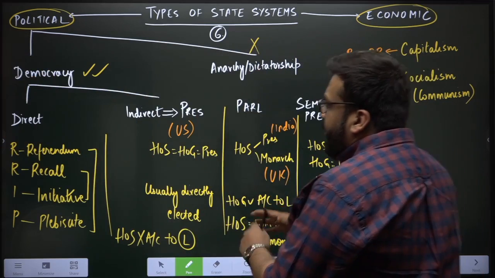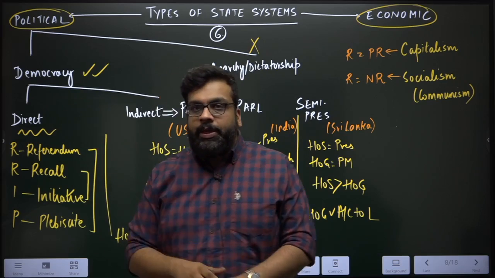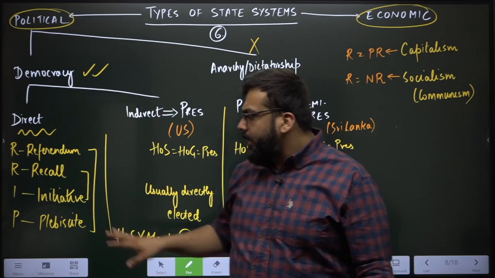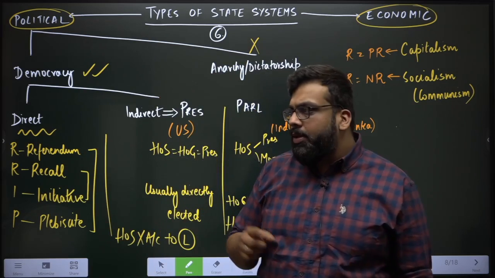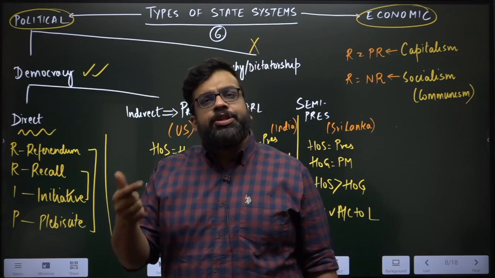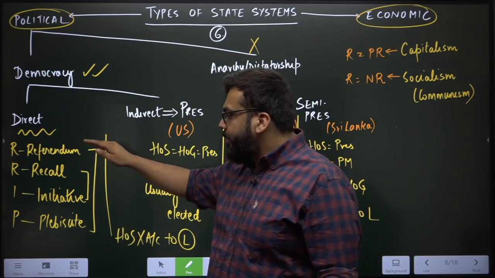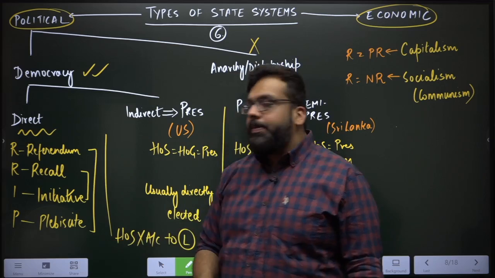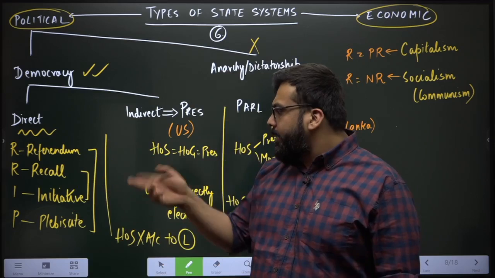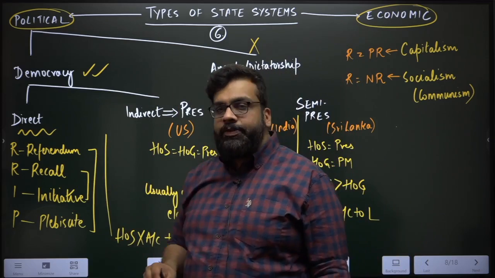So let's come back and let's discuss direct democracies. Sorry. So there are largely four forms of direct democracies. A simple way to remember this is a mnemonic called RIP, which stands for rest in peace, and a version of this could be R square IP. So you have referendum, recall, initiative, and plebiscite. Referendum and plebiscite are related to each other, and recall and initiative could be understood together. Let's start with the easy ones first.